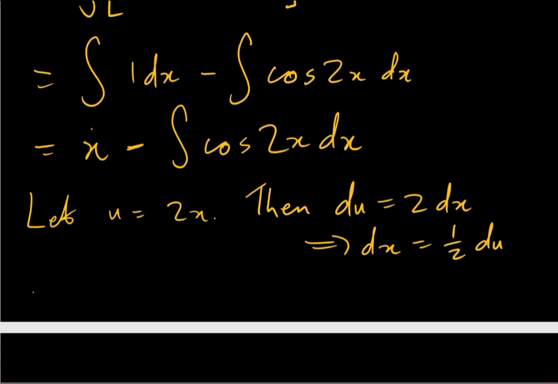So now what we have is x, we keep the x there, minus the integral of cosine of u times a half du. And this will just be x minus, the half gets pulled out, and the integral of cosine is just sine.